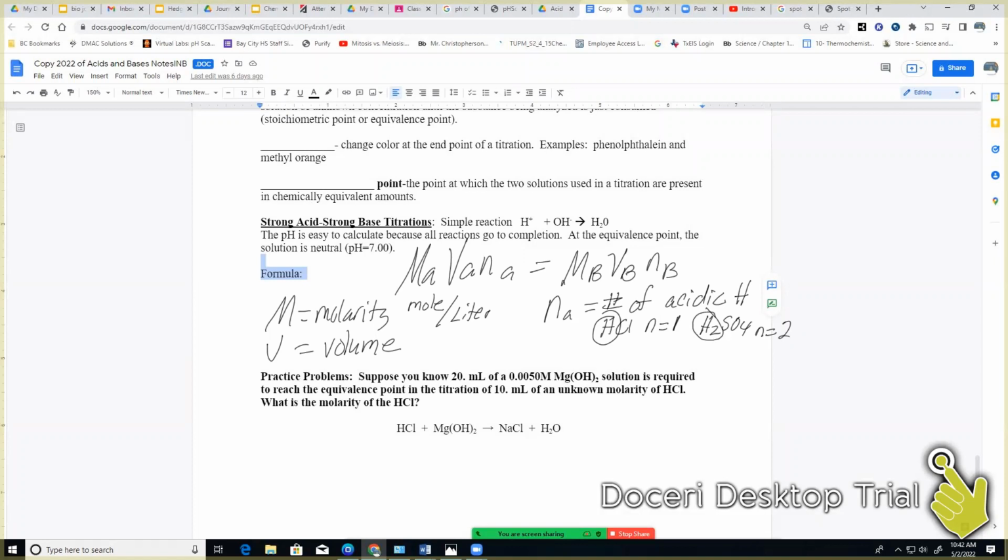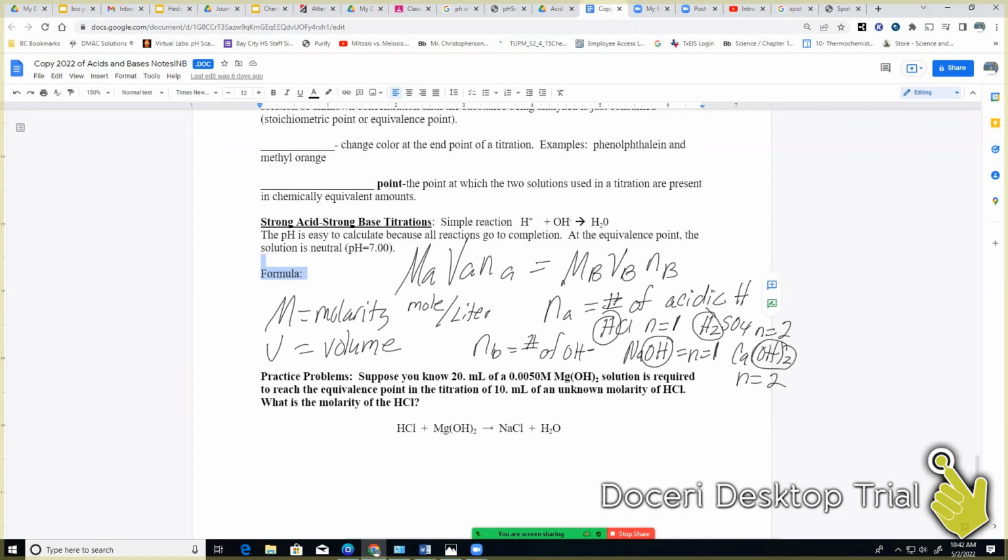And it's just the formula of the acid or just the formula of the base. It's not the coefficients. So in B, it makes sense that we would be looking for the number of hydroxides. So NaOH, I just have 1 hydroxide, so my N is equal to 1. But if I had something like calcium hydroxide, there's 2, so my N would be equal to 2. So pretty easy formula to use.